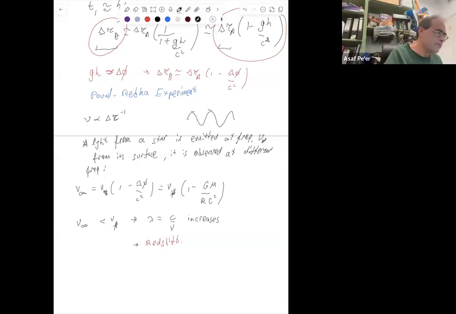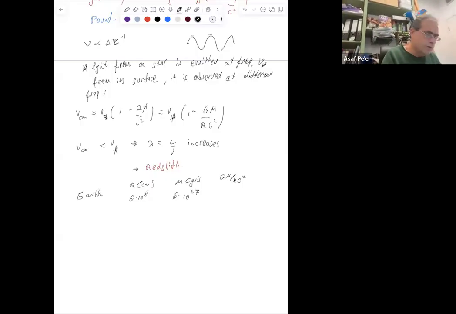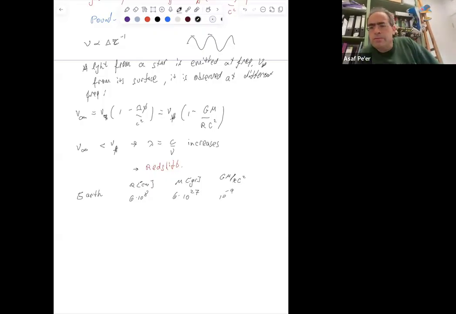I'll just make a small table of various objects. So for example, the Earth: the radius of the Earth in centimeters is 6 times 10 to the 8. The mass of the Earth in grams is 6 times 10 to the 27 grams. And therefore, GM over r c squared, where of course G and c squared are constants, is of the order of 10 to the minus 9. Looks very, very small, but it has one very important consequence.